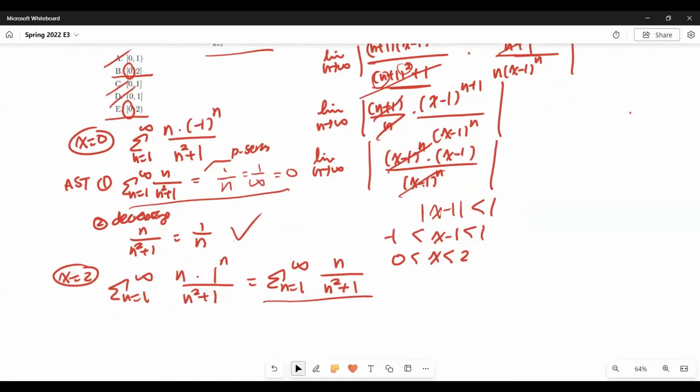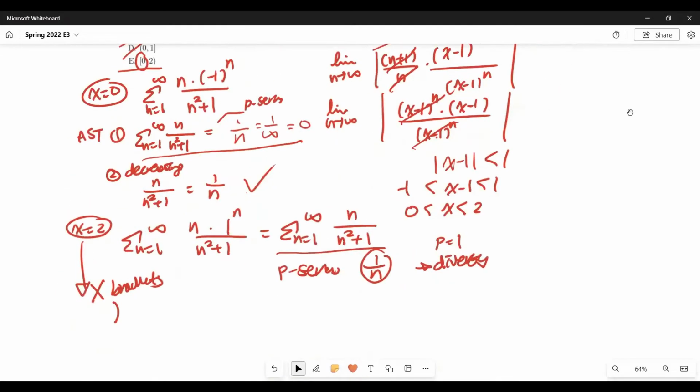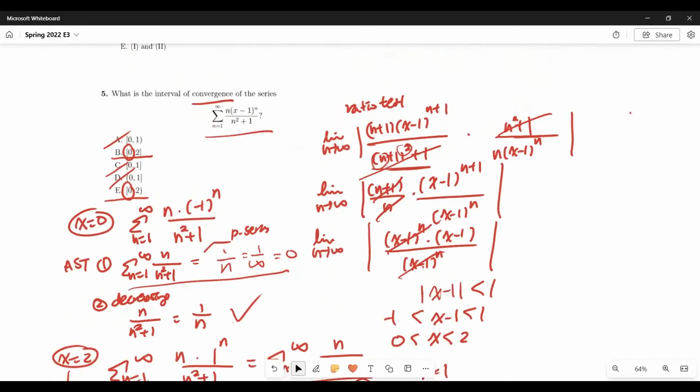So if you plug it in this one, by the p-series test, it's going to be 1 over n, right? Which is 1 over n with p equals 1, and the p-series test says that p has to be greater than 1 to be converging, right? So this is p equals 1, so it's diverging. So this wouldn't be the brackets, this would be the parenthesis. So we have 0 to 2 parenthesis. So this is going to be option E. So the answer is E.